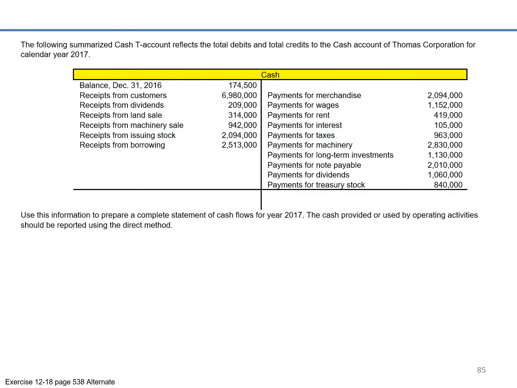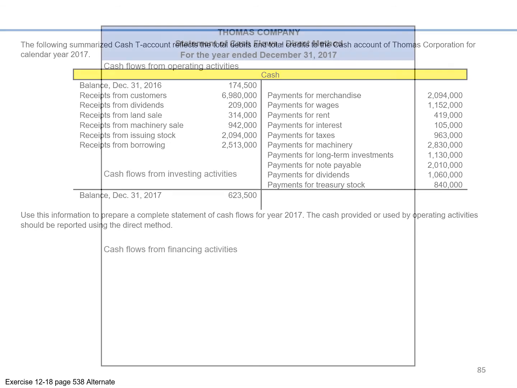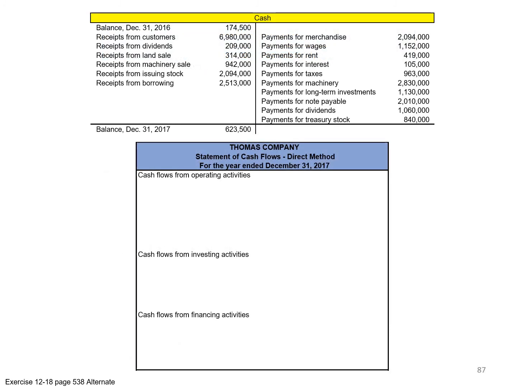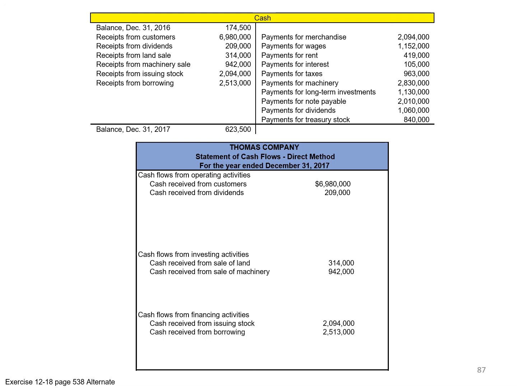All right, your turn. Prepare it using the direct method. All right, so set up our cash beginning and ending balances in there, right? So cash received from customers, that's operating. Cash received from dividends, that's operating. Received from land sales, investing. Received machinery sales, investing. Issuing stock and receipts from borrowing are both financing. Payment for merchandise is operating. Payment for wages operating. Same thing with rent, interest, and taxes.